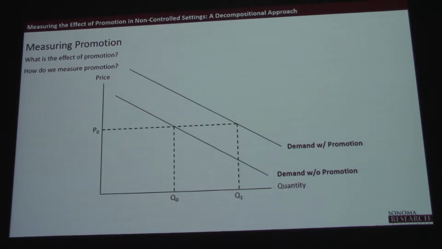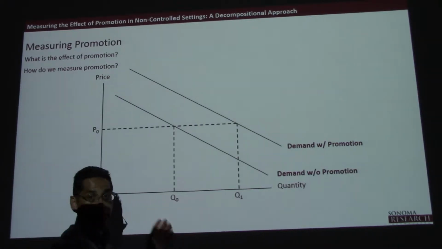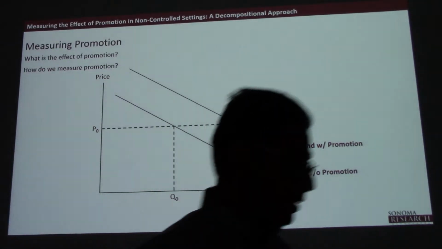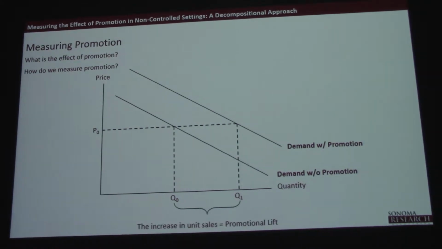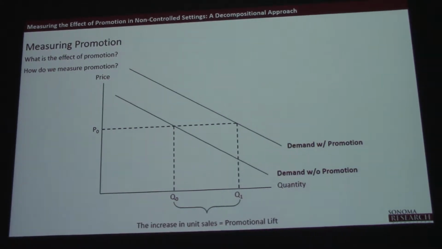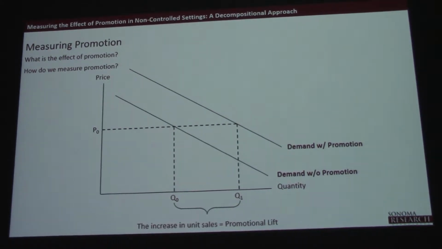And remember, these are standard Nielsen metrics. So we have feature, display, feature and display, and temporary price reductions. So we have these measures of promotion in the data. And if everything was static, this would be our promotional lift, and we'd be done. And this is essentially how everyone measures promotion.